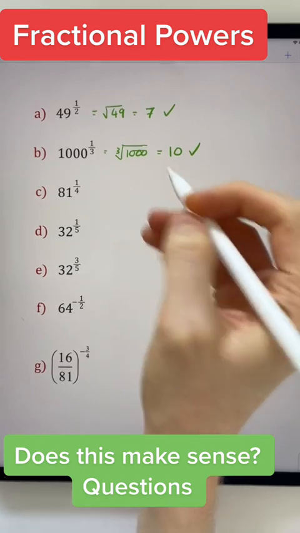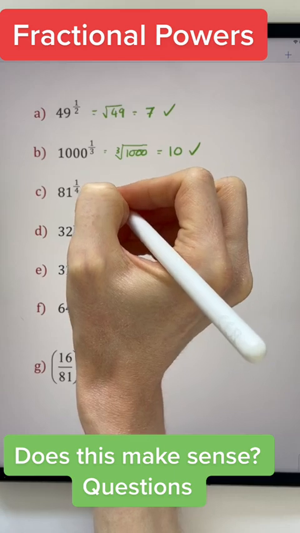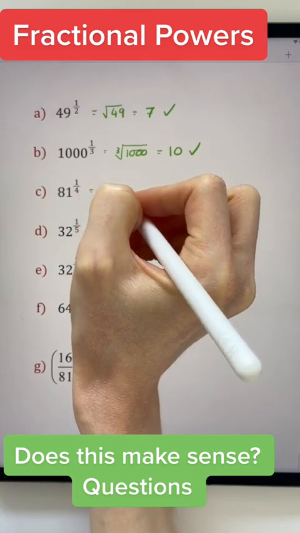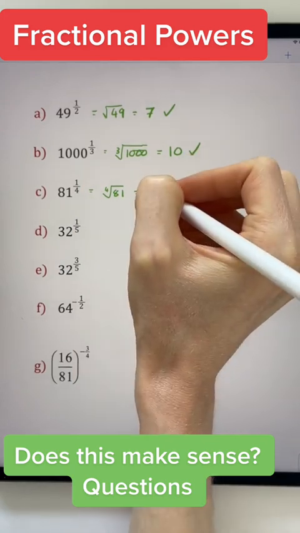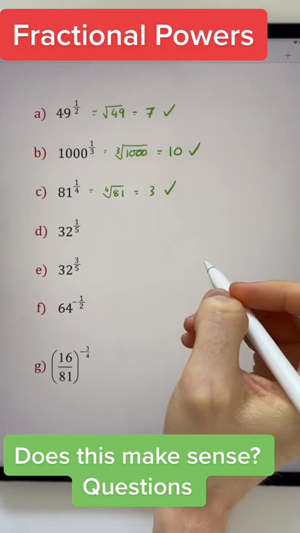Power of a quarter means the fourth root at the base. Therefore, the fourth root of 81, i.e. what number times itself gives you 81, which in this case is 3.